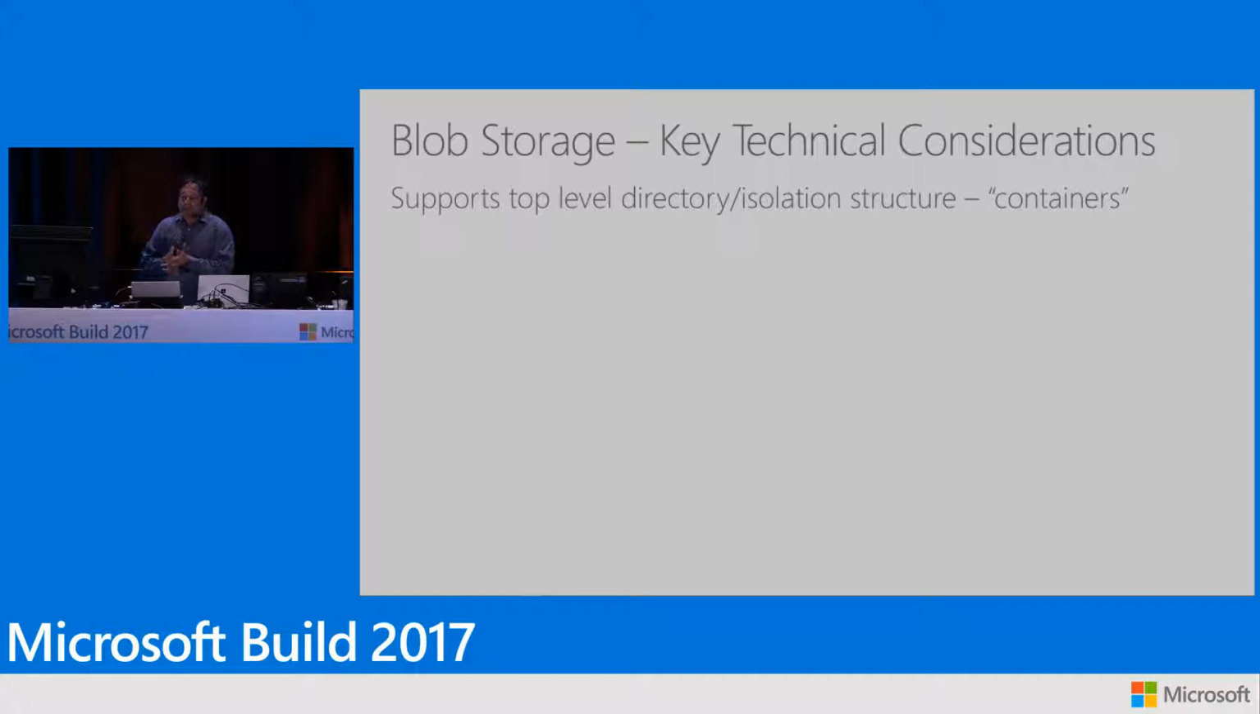The first and most interesting difference from other cloud object storage systems is we actually have a single top-level directory structure called a container. So we have our storage accounts. Storage accounts are like buckets. It's a place to put your data. But underneath an account, you can have as many containers as you want. Containers allow you to isolate things within a storage account, and you can operate atomically on them.